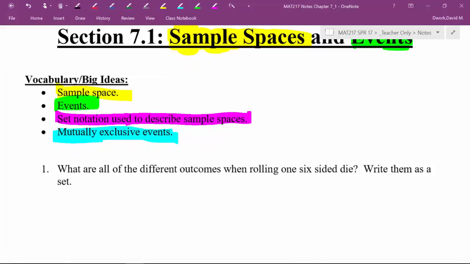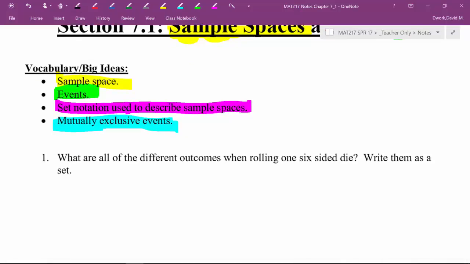Okay, so starting off, if I just were to ask you, what are all the different outcomes when rolling one six-sided die? And then can you write them as a set? Do you remember how to do that using the tools from chapter 6.1, I believe, or set notation, whatever section is in your book, because different people might be using different books. But long story short, can you write them as a set?